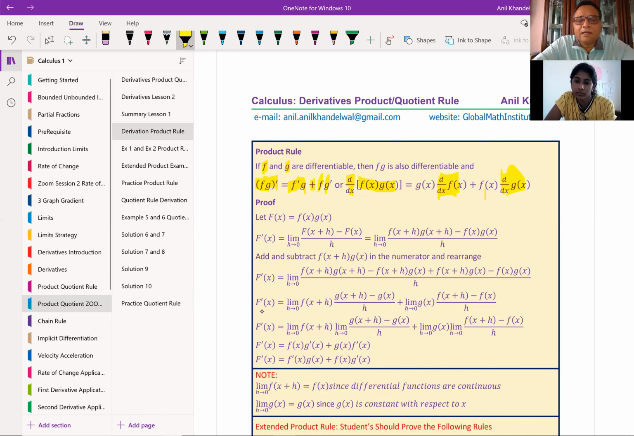Now, let's look into the proof, which is also based on first principle, right? So first principle is actually the foundation for all this. So let us say we have another function.